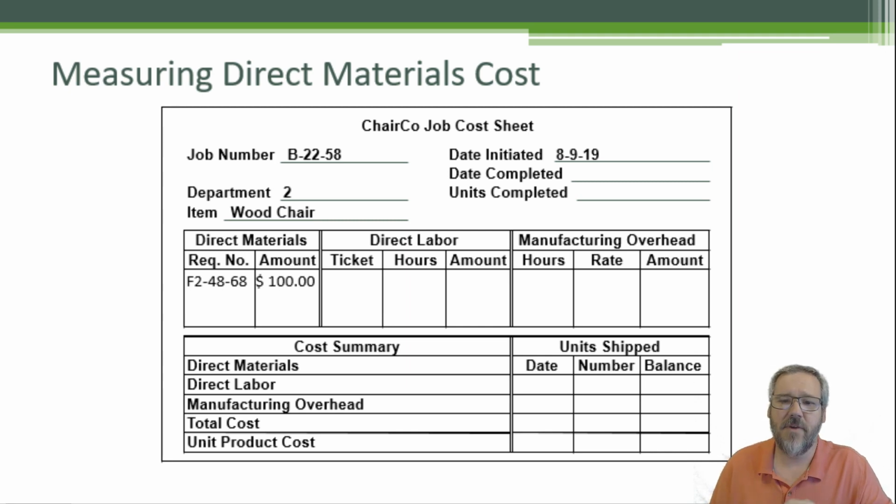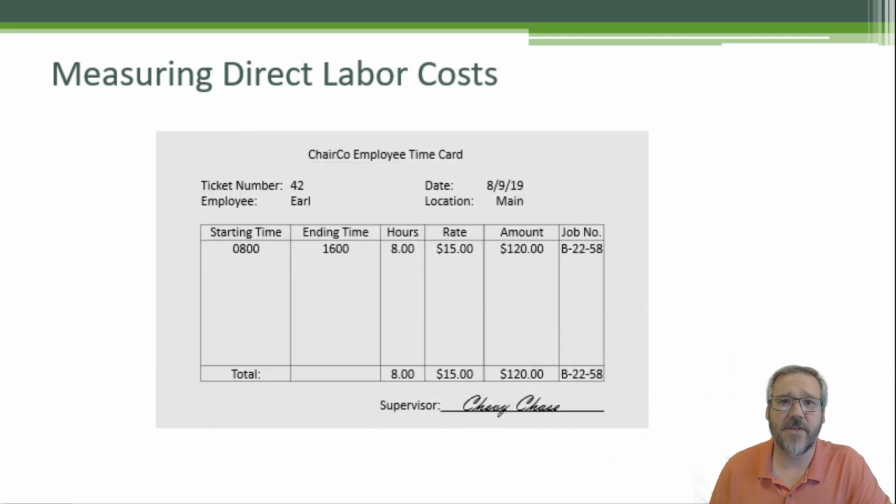All right, so I've got my direct materials in. The next step is to look at direct labor. I can always refer to a direct labor cost timesheet, my employee time card, to see what costs need to be applied to this job. I've got an employee time card, ticket number 42. My employee's name is Earl, and he's at the main location again on 8/9/19.